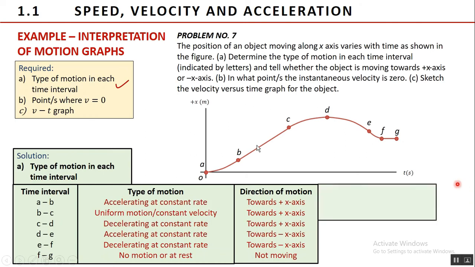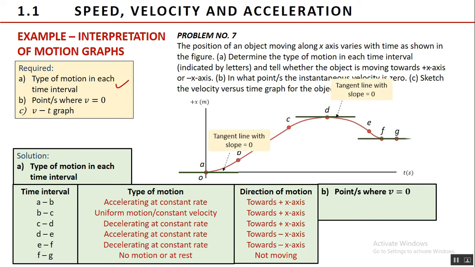For letter B, at what point is the velocity of the object 0? So we try to observe a point on the position time graph wherein the slope of the tangent line is 0, hence 0 velocity. We can observe 4 points that meet the criterion, at points A, D, F and G. At these points the object is at rest or at 0 velocity.